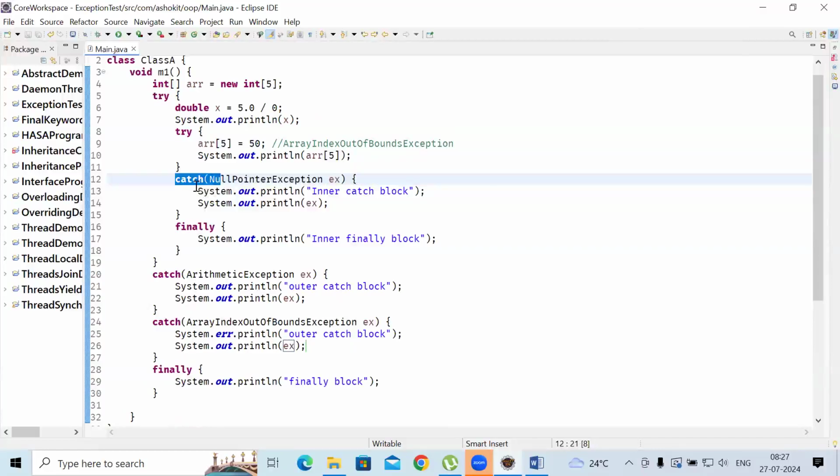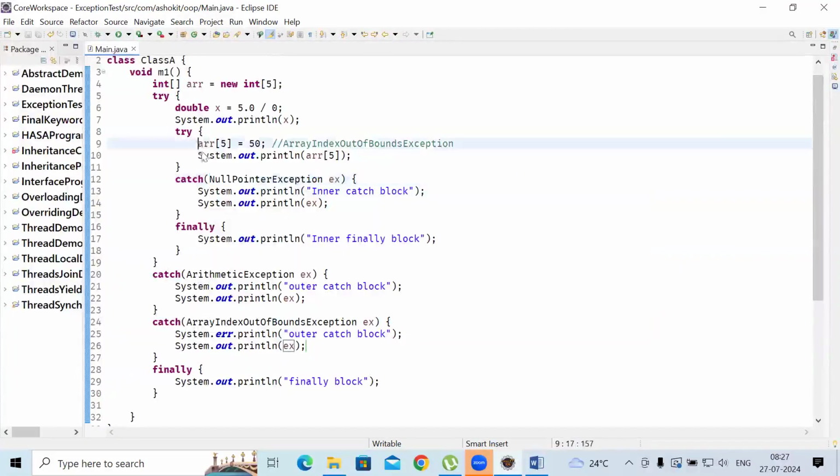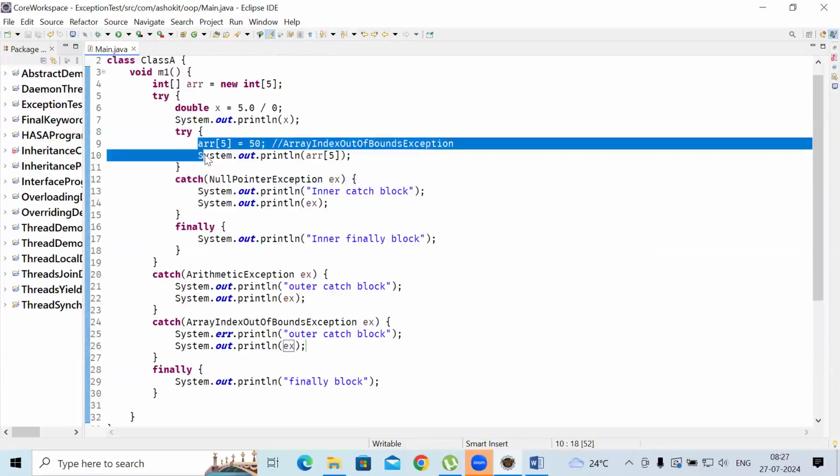Inner catch. But what can this catch block catch? This catch block can catch only a NullPointerException. Both are not matching, right? So if an exception occurs in the inner try block, that exception can be handled by the inner catch block.